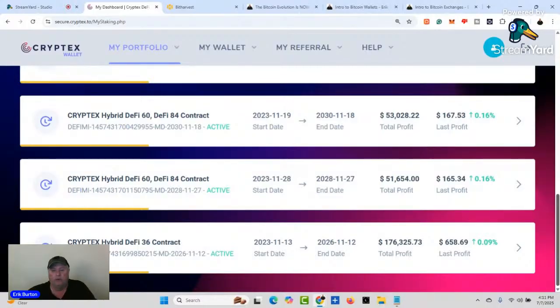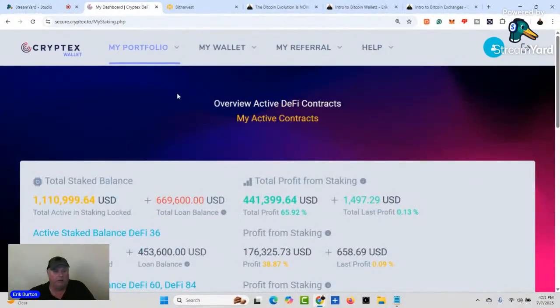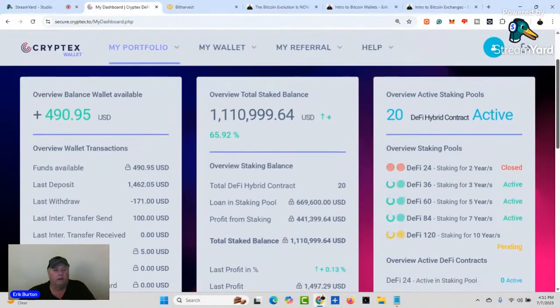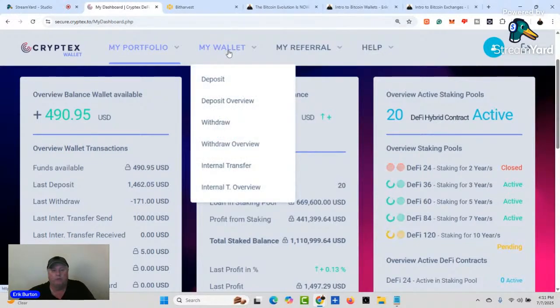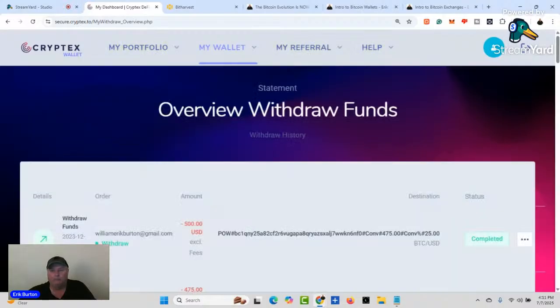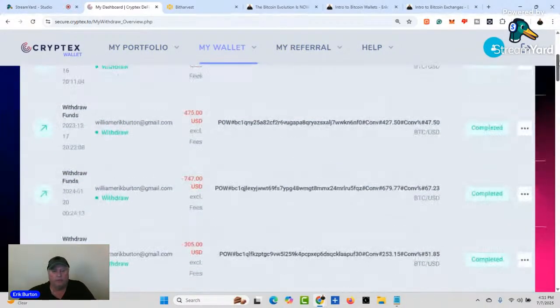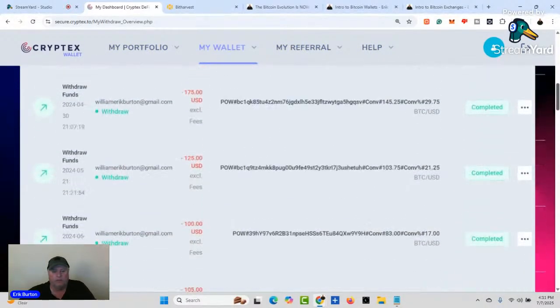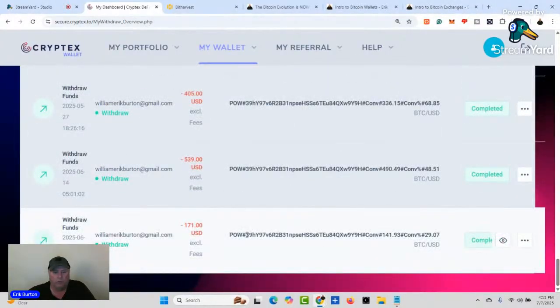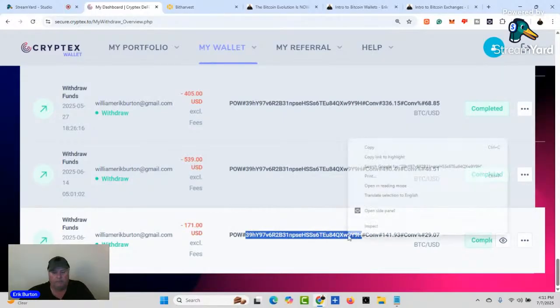Okay, so this platform has really been paying off very, very nicely, and I will definitely make a withdrawal into my Bitcoin wallet, and I'll actually show you that withdrawal now. Okay, so I'll go back to my overview and I'll show you the process that I go through, and you can see that a majority of these have gone to a specific Bitcoin wallet. Okay, and I will copy this wallet right here.